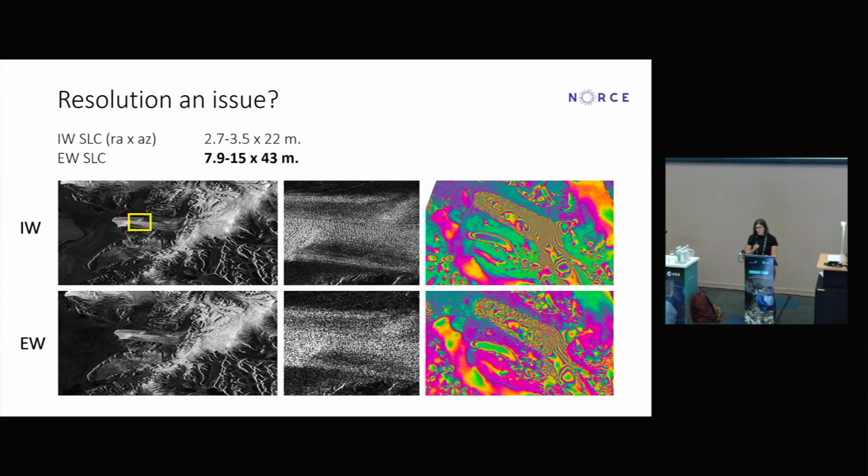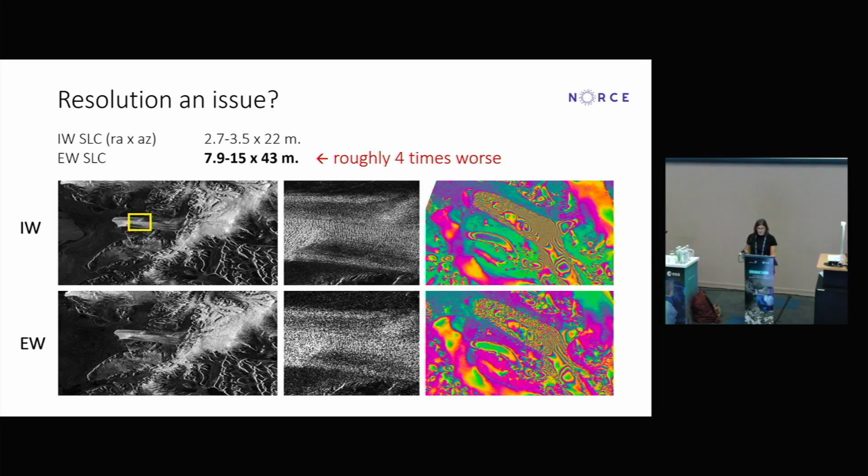And so the question is also, is the resolution an issue? So of course it's worse than IV. EV is about 2 to 3 times worse in range and 2 times worse in azimuth, which gives roughly 4 times worse in resolution.